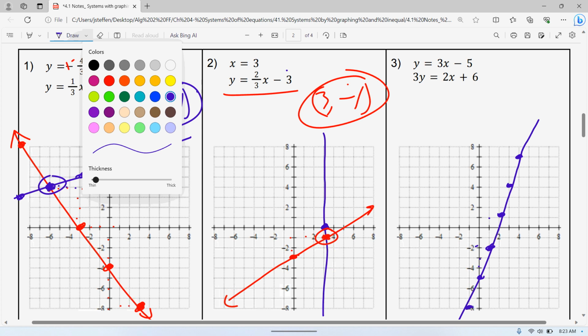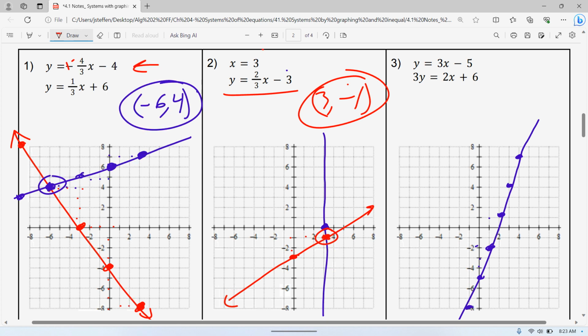Now my next one's not in slope-intercept form. So to get in slope-intercept form, I need to divide everything by 3. So I have y is equal to 2 over 3x. 6 over 3 is 2. So positive 2. I go up 1, 2 over 1, 2, 3. Again, do that a couple times if you need to, but I don't need to. I just hit my other line, so that's going to be my answer.